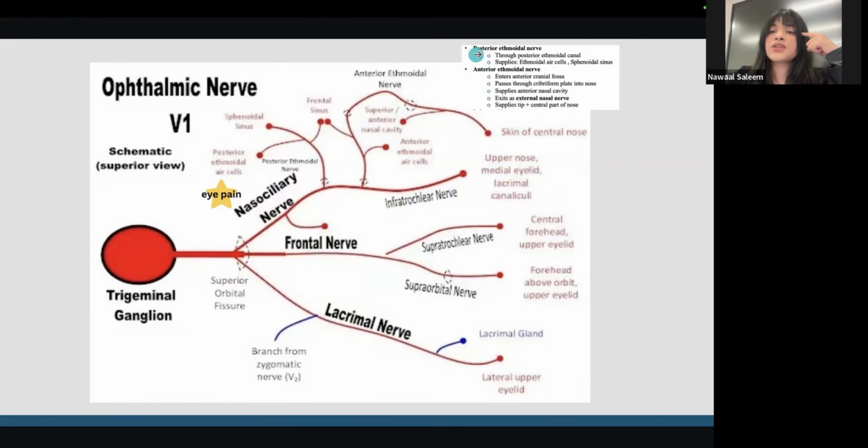Okay, so over here, just read through this. The posterior ethmoidal nerve, through the posterior ethmoidal canal, is going to supply the ethmoidal air cells and the sphenoidal sinus. The anterior ethmoidal nerve is going to enter the anterior cranial fossa, pass through the cribriform plate into the nose, supply the anterior nasal cavity, exit as the external nasal nerve, and then supply the tip and central part of the nose.